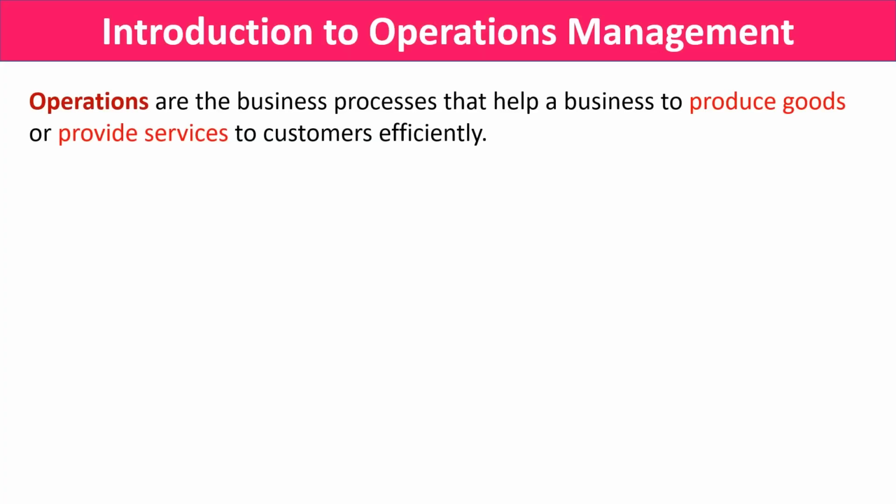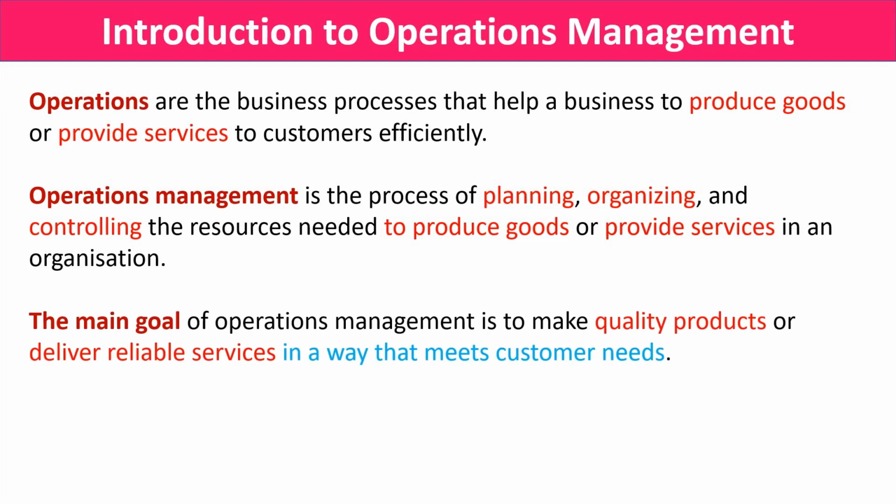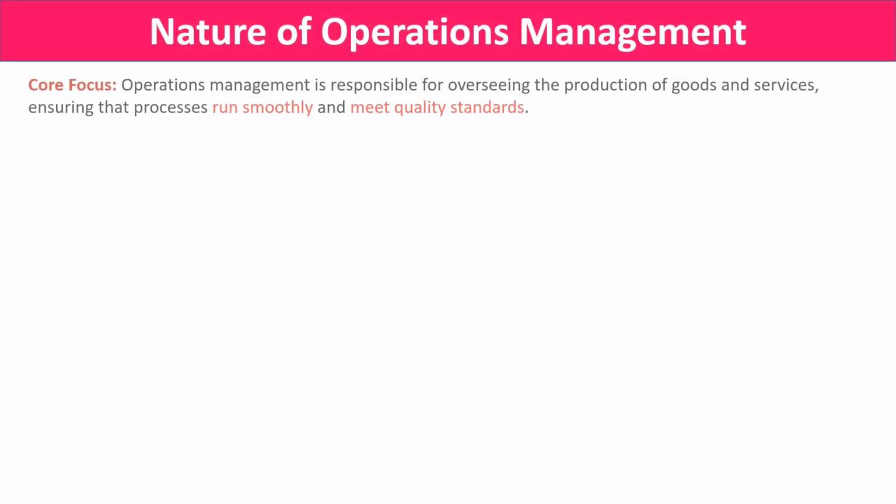Operations are the business processes that help a business to produce goods or provide services to customers efficiently. Operations management is a process of planning, organizing, and controlling the resources needed to produce goods or provide services in an organization. Here the resources are men, material, machines, money, and information, etc. The main goal of operations management is to make quality products or deliver reliable resources in a way that meets customer needs.